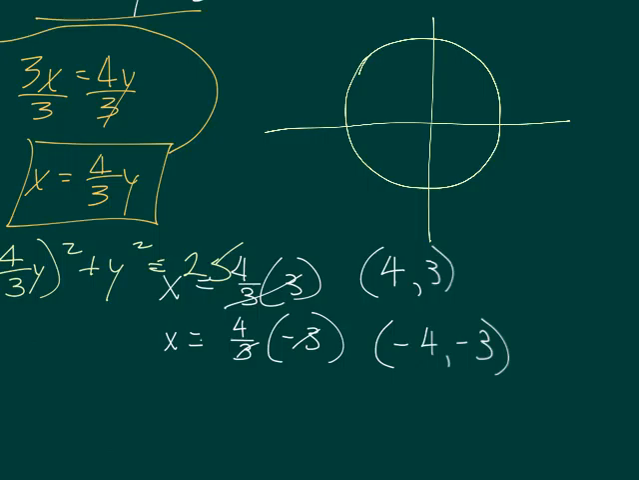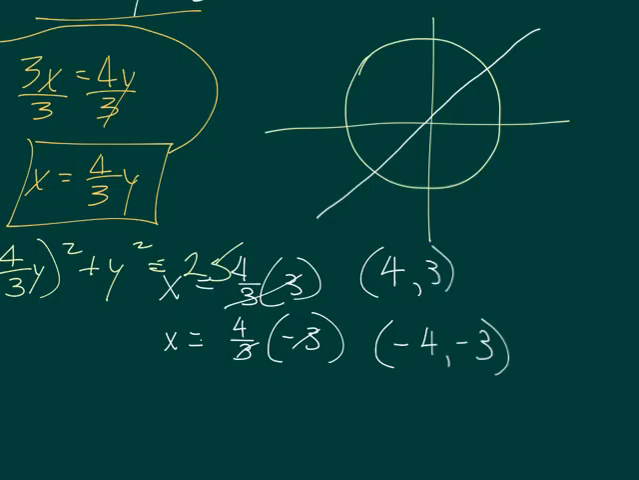Then my line is the 3x minus 4y equals 0. My answer is where this line crosses the circle. This is at 4,3, and this point here is at negative 4,3. So that works right there as far as my graph is concerned. So that's solving a system of equations when one of them is linear and one of them is not.